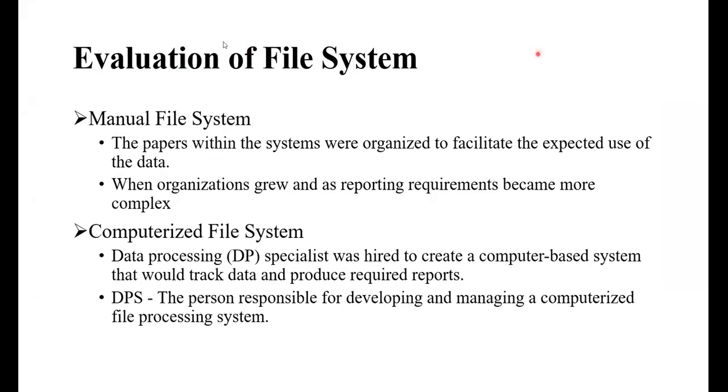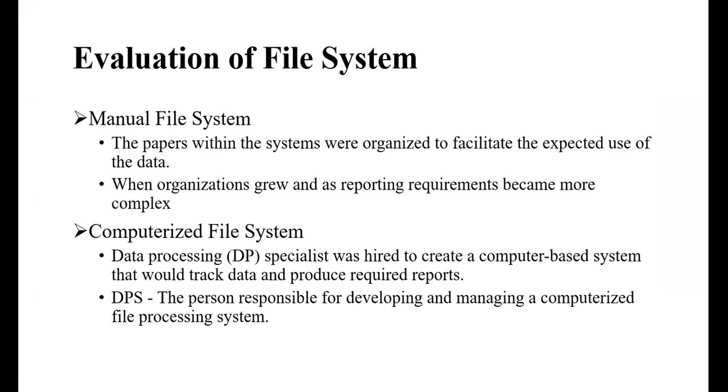So the next is the evolution of the file system. I already discussed this. When it comes to the file system, you have to think about both. There are 2 types of file systems. The first thing is the manual file system. The second thing is the computerized file system. Okay. The manual file system, in the sense, is papers within the system organized into files and tracked, like the manual, physical files. You can see those files, right?